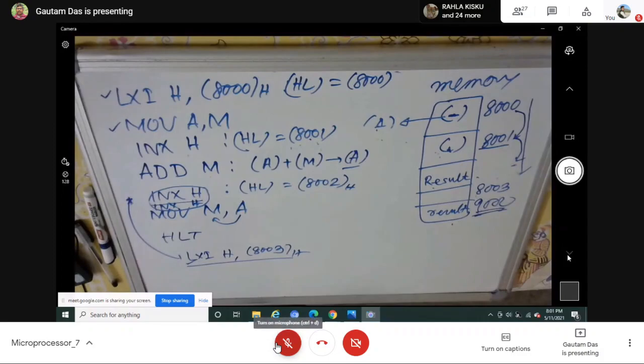That depends on whatever application you are trying to solve. Depending on that, you have to decide when to use INX and when to use LXI. The only thing is that you have to write the program with the minimum number of bytes. Keeping that in mind, you have to decide whether to use INX or LXI.